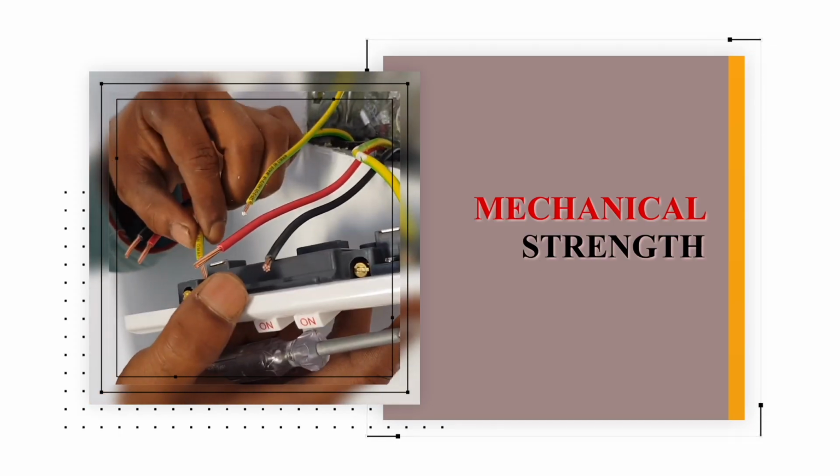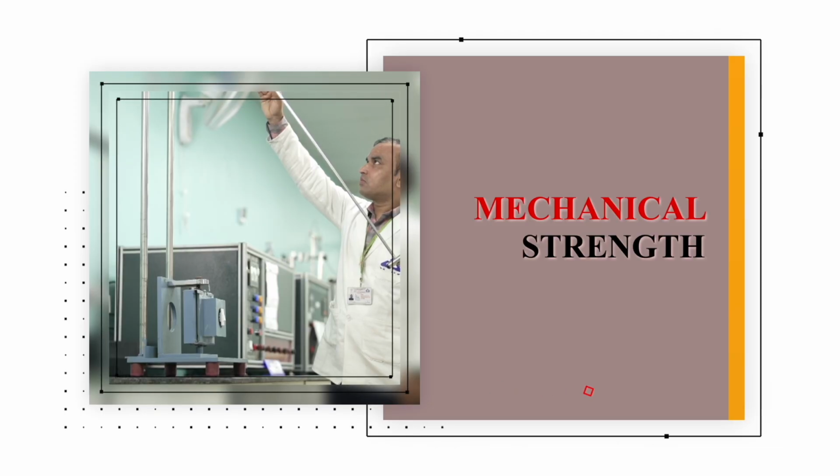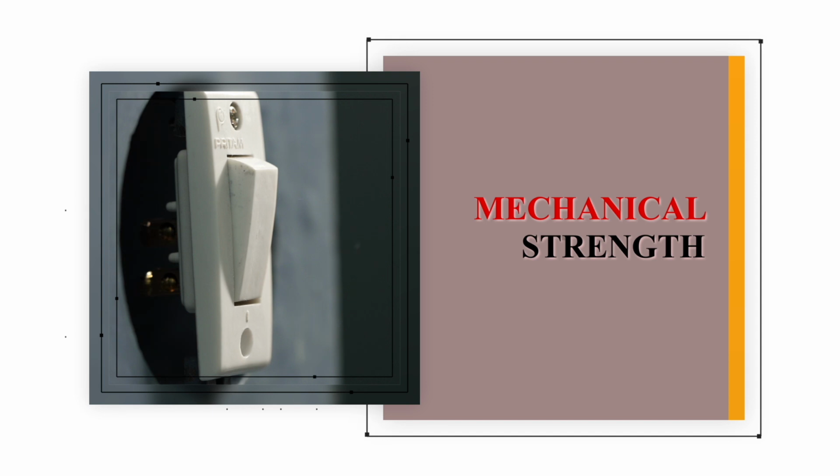In this line, the fifth important characteristic is mechanical strength. Plugs, sockets and switches shall have adequate mechanical strength so as to withstand the stresses imposed during installation and use. Compliance is checked by applying blows by means of the pendulum hammer apparatus.